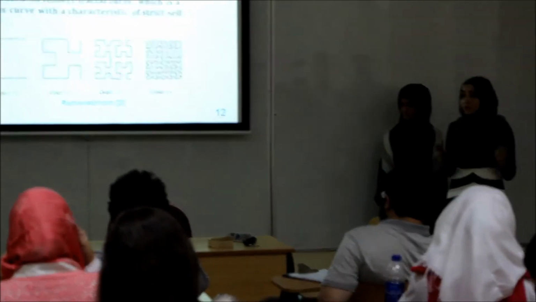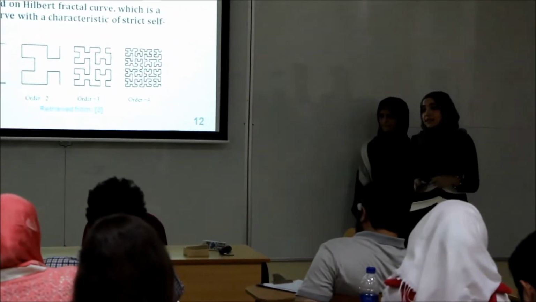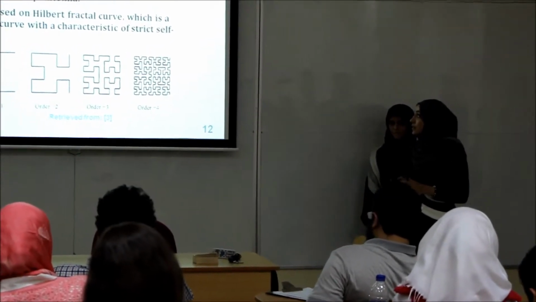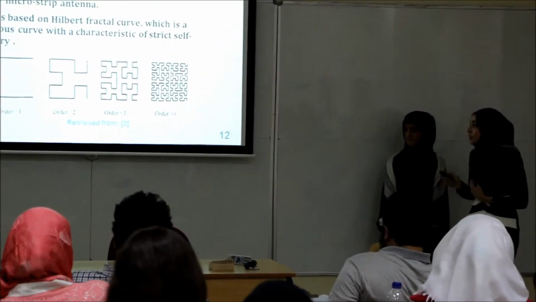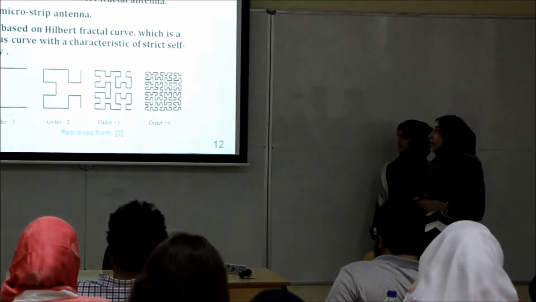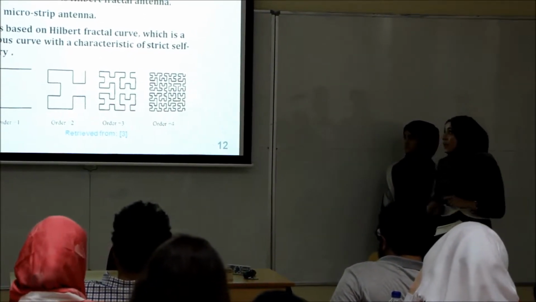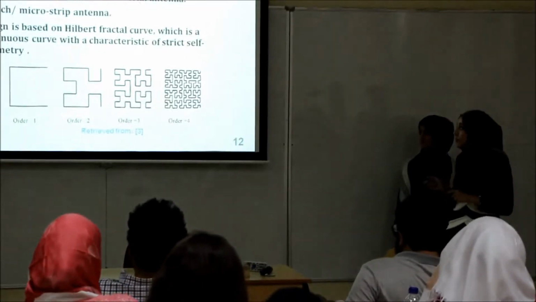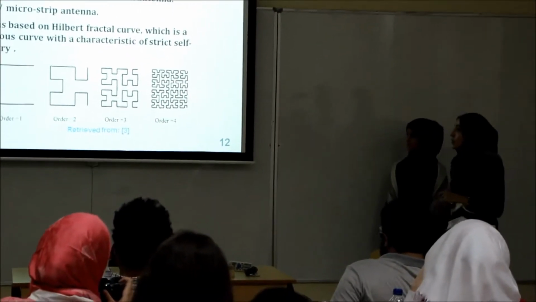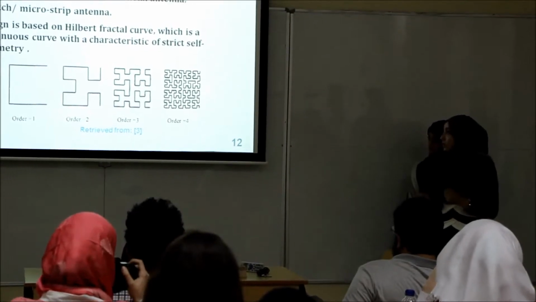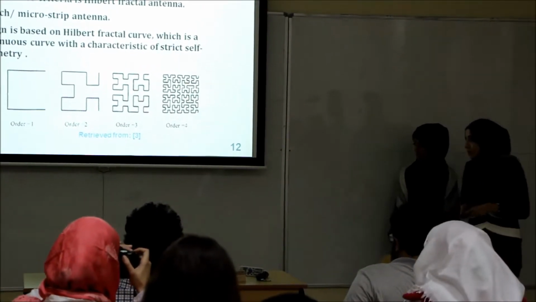So after an extensive review of literature, we were able to find one antenna that shows a good performance to meet the two criteria of size and frequency at the same time. This antenna is called Hilbert fractal antenna. Hilbert fractal antenna is basically a patch or a microstrip antenna that is based upon the Hilbert fractal curve, as shown here.